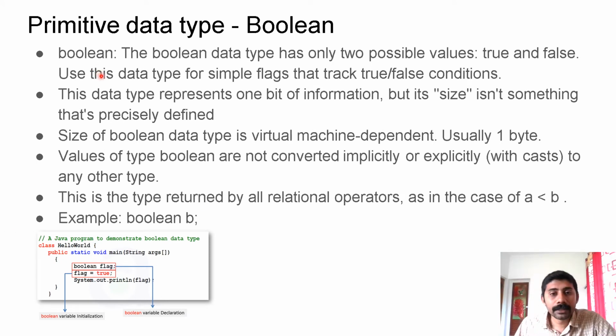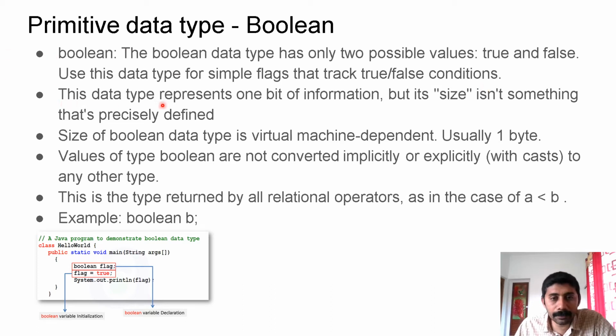Next data type is Boolean. This is something new compared to the C language. Boolean data type has only 2 possible values, either true or false. Use this data type for simple flags that are true or false conditions. So in your program, wherever you need to store some true or false condition, you can use this Boolean data type.